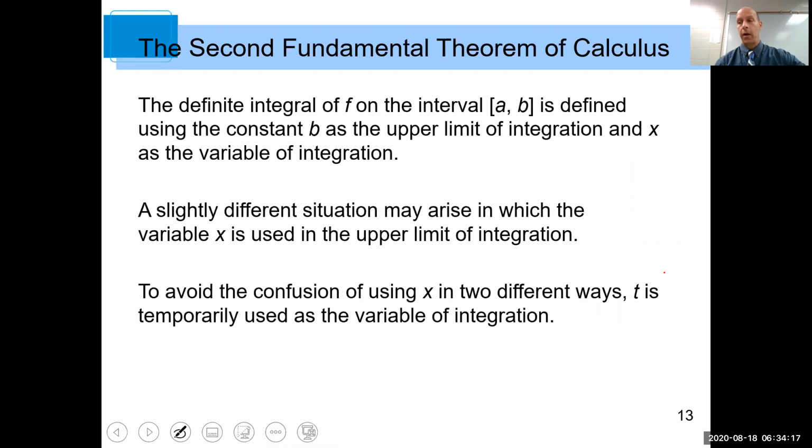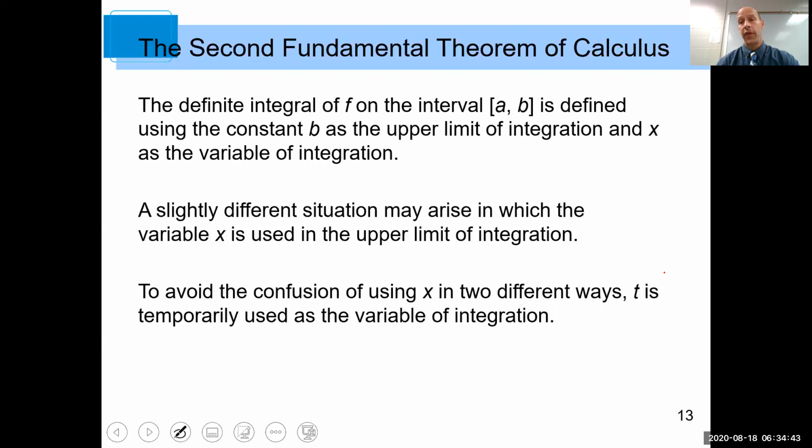Okay, the second fundamental theorem of calculus. We're almost done. We've got to talk about a couple more things here. The definite integral of f on the interval AB is defined using the constant b as the upper limit of integration. X could be used as a variable of integration. This is how we're going to use the second fundamental theorem of calculus in most cases. To avoid confusion of using x in two different ways, we're going to use a temporary variable t.